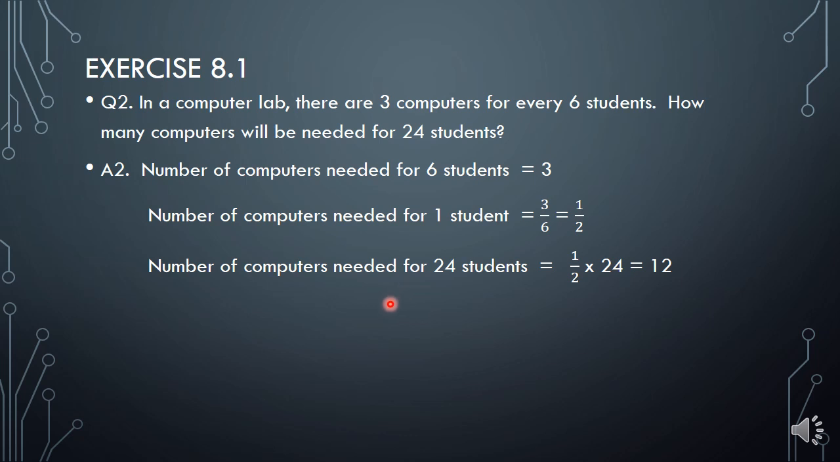Okay, children? So, here we use the unitary method. Unitary method means for 1 student, how many computers needed, that we are finding, then we are multiplying for 24 students. Okay.